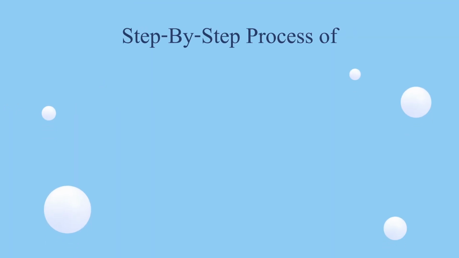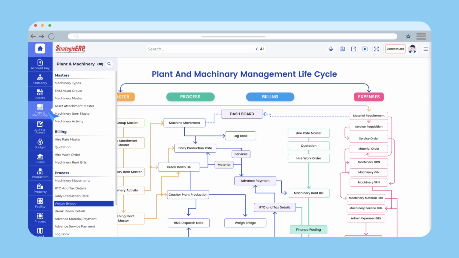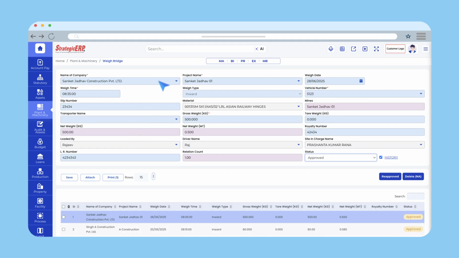Let us understand the step-by-step process of using a crusher plant production form in Strategic ERP. To use a crusher plant production form, first navigate to the Weighbridge form under the Plant and Machinery module. Enter details such as name of company, project name, weigh date and time and weigh type.